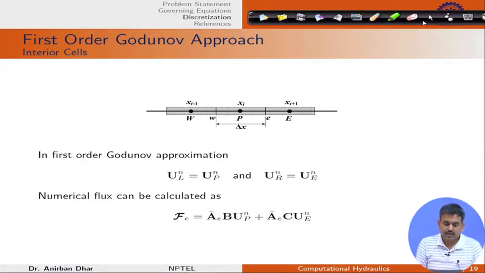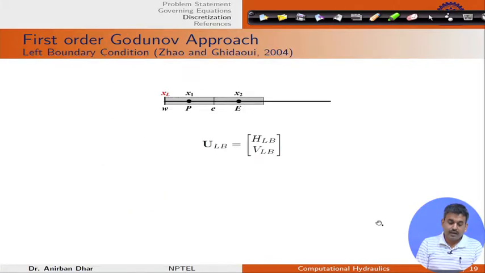And further what is required is specification of UL and UR. So, we can approximate UL and UR based on different schemes. In this case, for Godunov approximation, we have UL equals to UP, UR equals to UE. If we consider a left boundary, we do not have a specific equation. So, we need to find out that thing.